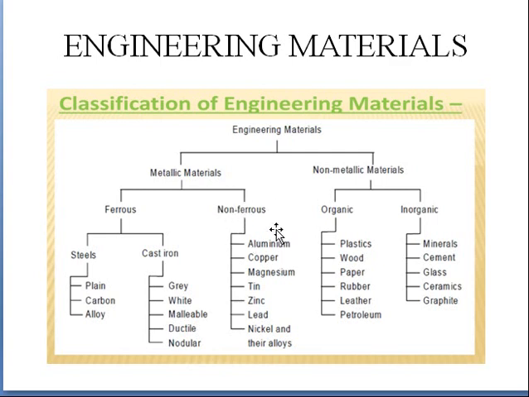Next is non-ferrous. In case of non-ferrous, you don't have any iron content in it, like aluminium, copper, magnesium, tin, zinc, lead, nickel, and other alloys. Similarly, this is about metals. We have few non-metals like organic and inorganic. Mineral, cement, glass, ceramic, etc. will come under inorganic, and plastic, wood, paper, whatever the things we get naturally, these are organics. So now here we are going to learn about few of these metals.